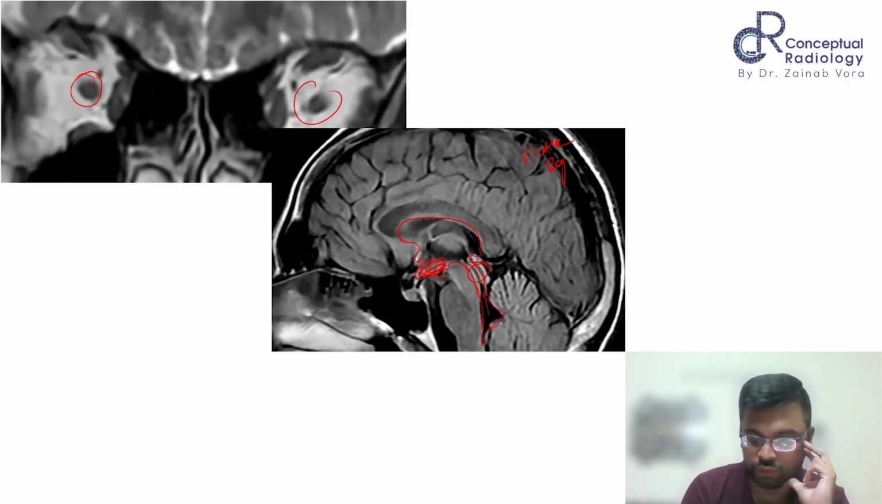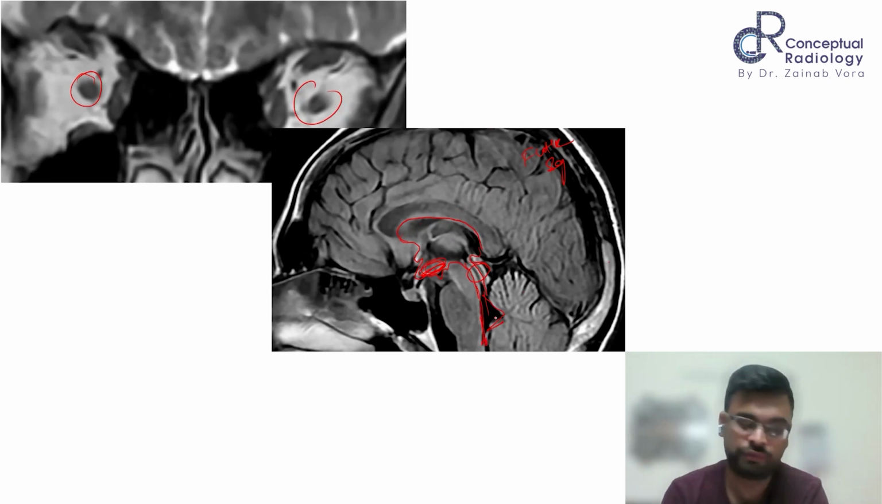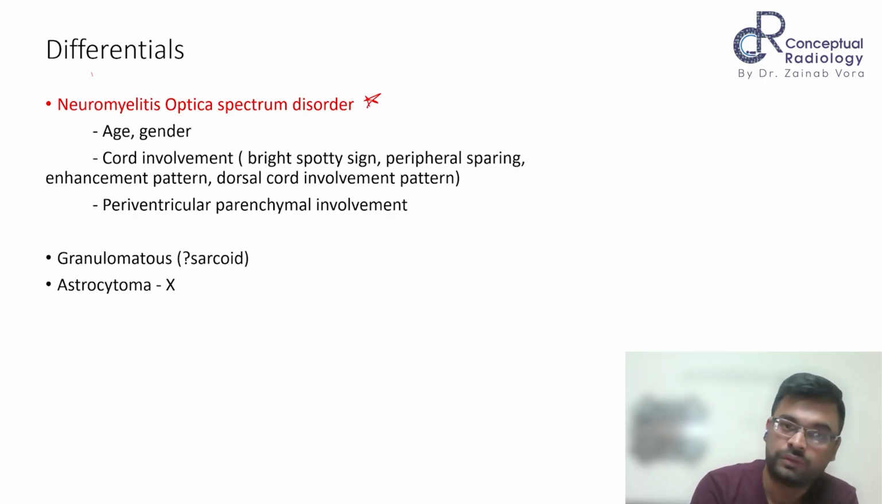So all these areas are involved in NMO, and again along the fourth ventricular lining. So this area you have to evaluate whenever you are dealing with a case of demyelination, right? In this case, the first differential was neuromyelitis optica, as I've already discussed. What was the reason behind that? Age, young, female, the pattern of cord involvement. So cervical cord involvement, a longitudinally extensive lesion.